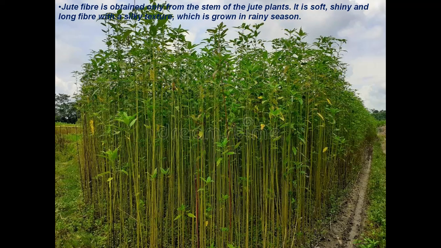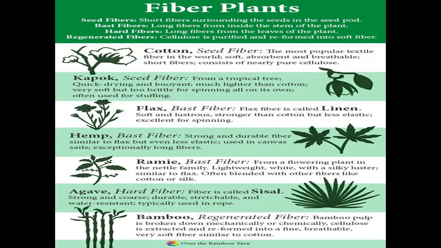It is soft, shiny and long. It has a long fiber with a silky texture. And these plants are usually grown in rainy season. Dear students, here is a chart that gives us an example of various plant fibers. Cotton, kapok, flax, hemp, ramie, agave, bamboo.